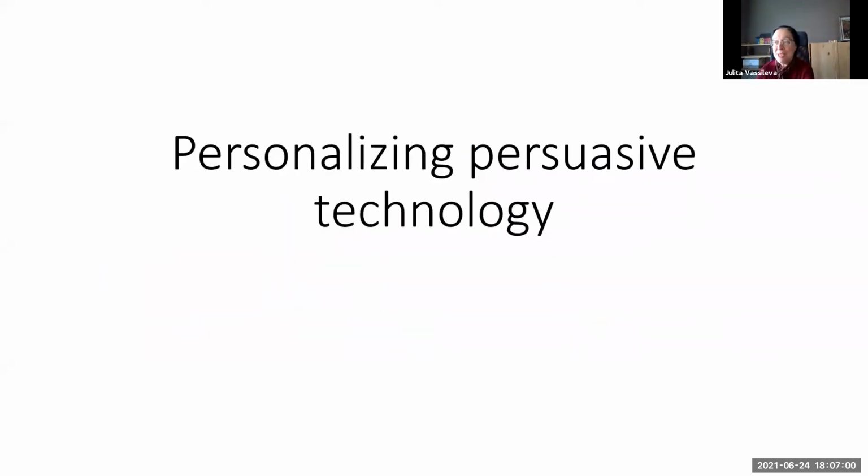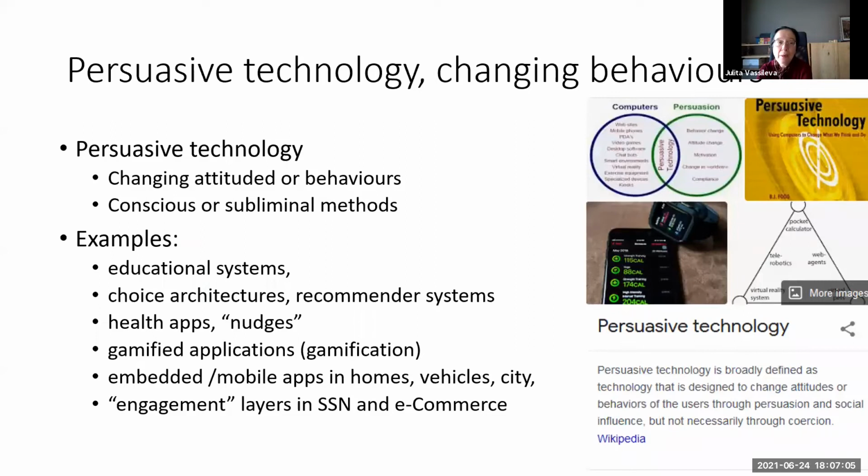So persuasive technology. What is persuasive technology? It's a technology aimed at changing user behaviors, and it can use various techniques, both on a conscious level by argumentation, but also subliminal methods which rely on psychological quirks or cognitive biases, and which basically can manipulate users towards or bias them towards certain actions.